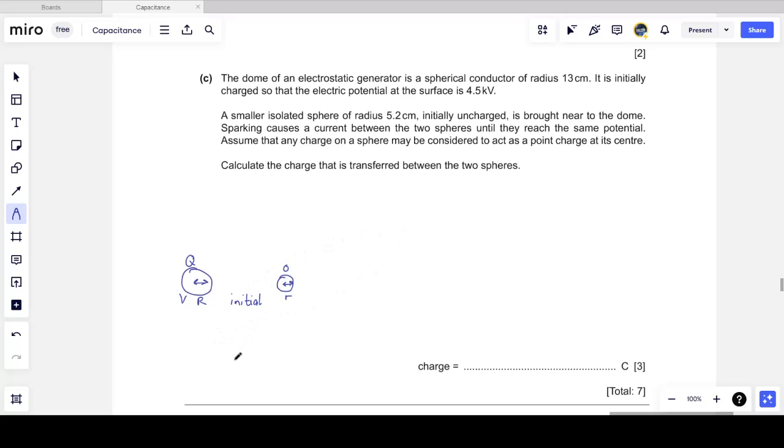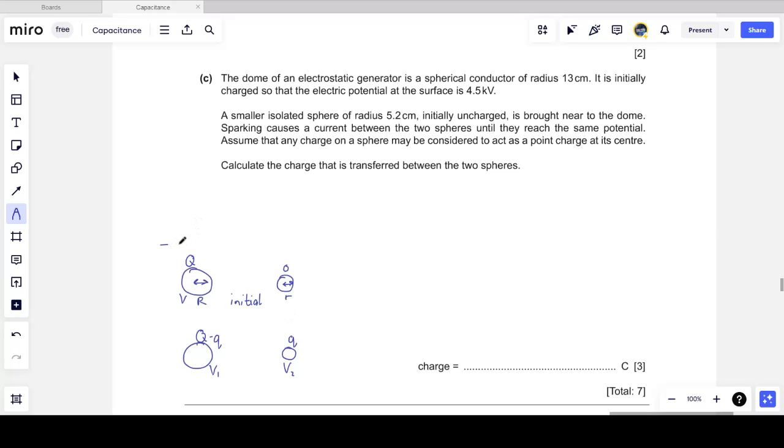It's just neutral. After the sparking occurs, the big sphere transfers little q of charge to the small sphere. It now has a potential, I'll call it V2. The charge that remains on the big sphere is big Q minus little q, because little q is now gone to the small sphere, and remember, charge must be conserved. The big sphere now has a potential V1.